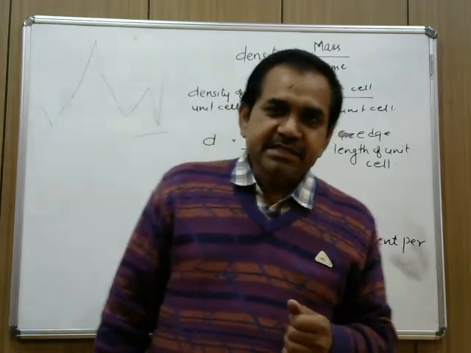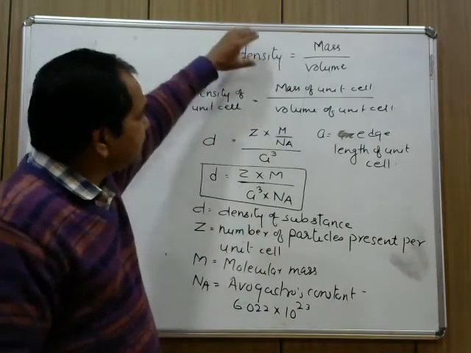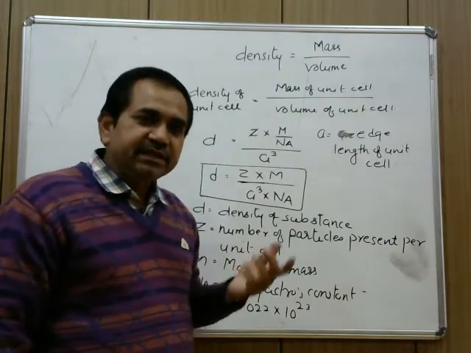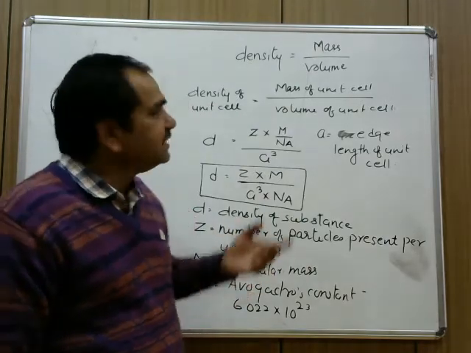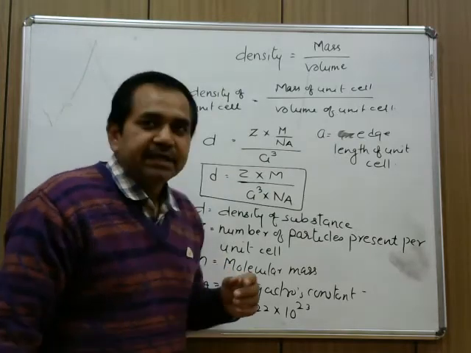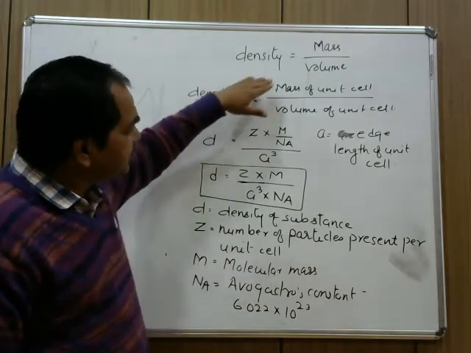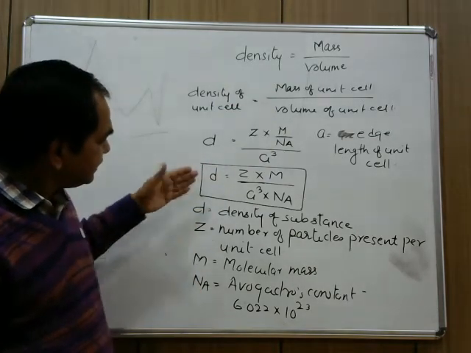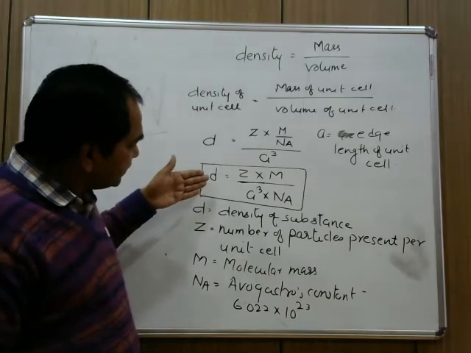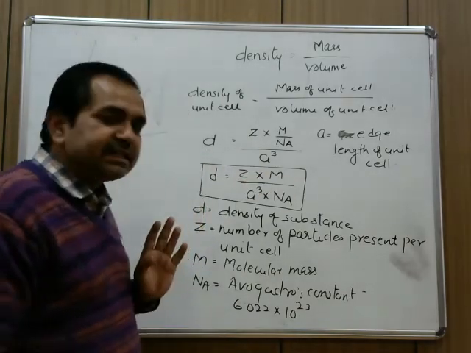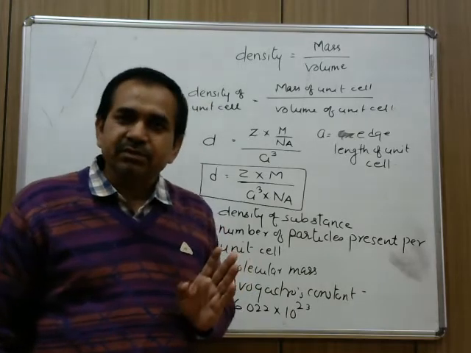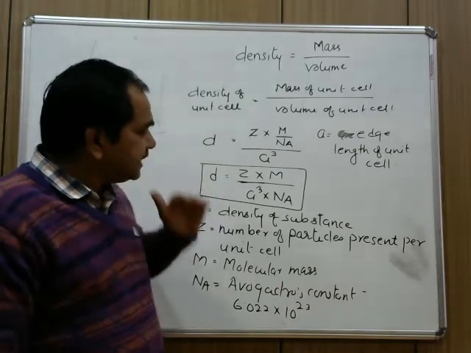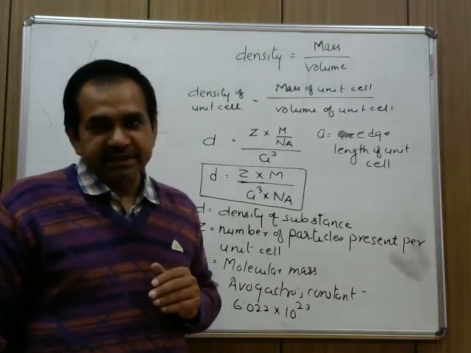Similarly, density of unit cell can be calculated using this formula. Density is equal to mass upon volume. We have learned it from our childhood that density is mass per unit volume. Then density of unit cell is given by mass of unit cell divided by volume of unit cell, and we get this formula where 5 parameters are there, and if 4 parameters are known, then the fifth can be calculated.